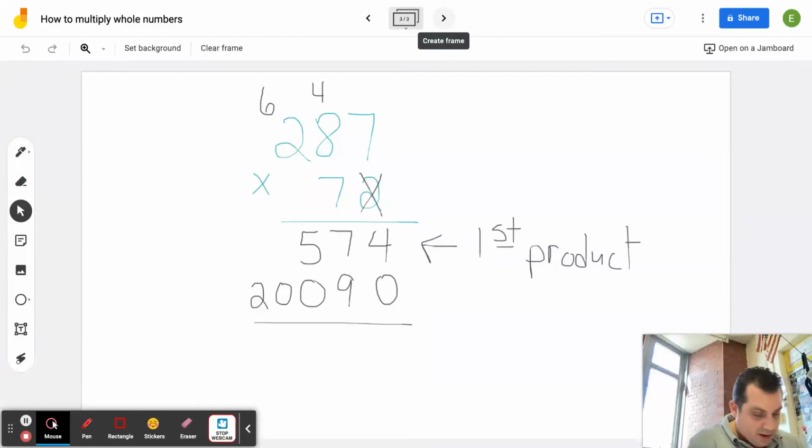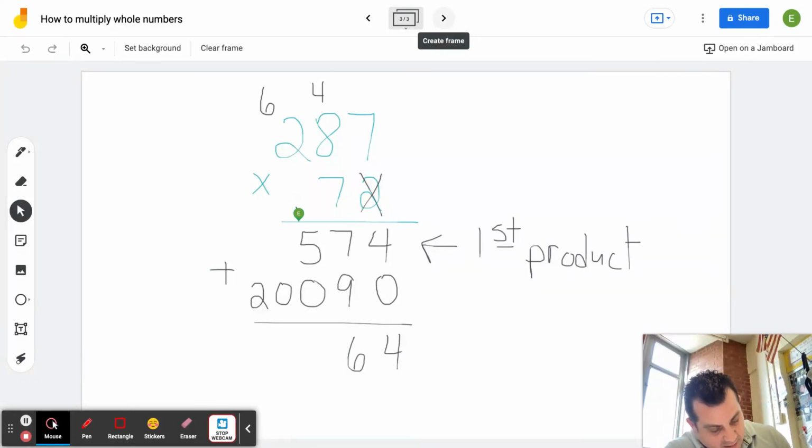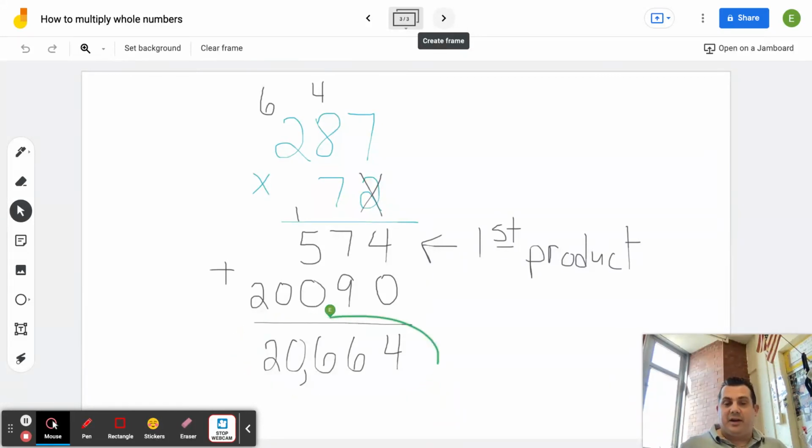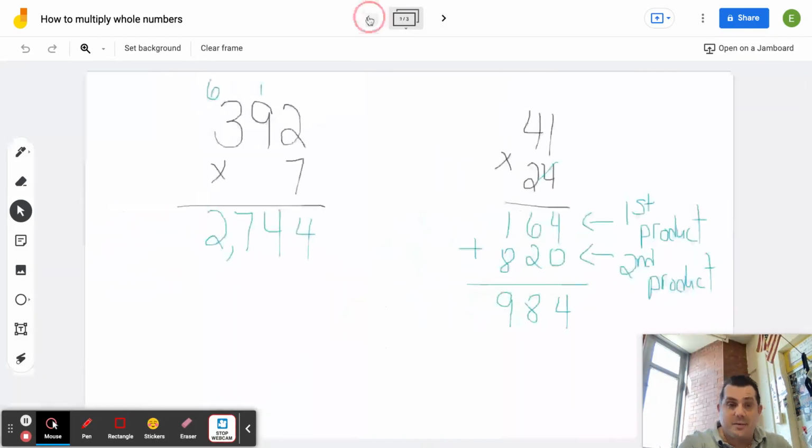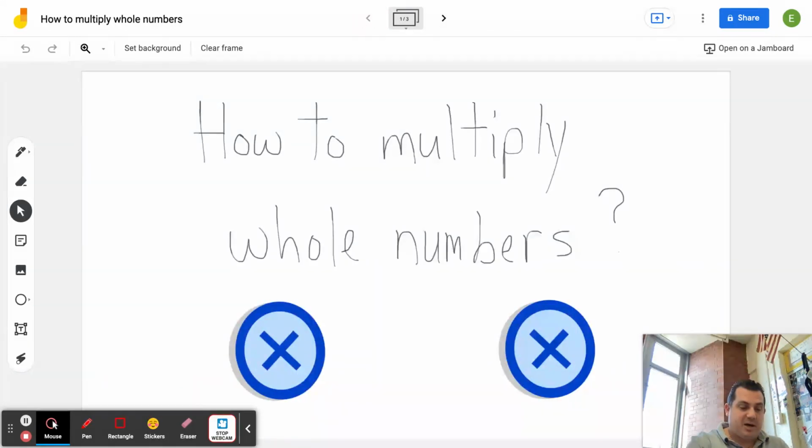All right. I just want to make sure that that is correct, and it looks like it is. So let's add this up. 4, that's 16, carry the 1, 6, 20,664 is our final product. So that is just a refresher on how to multiply whole numbers.